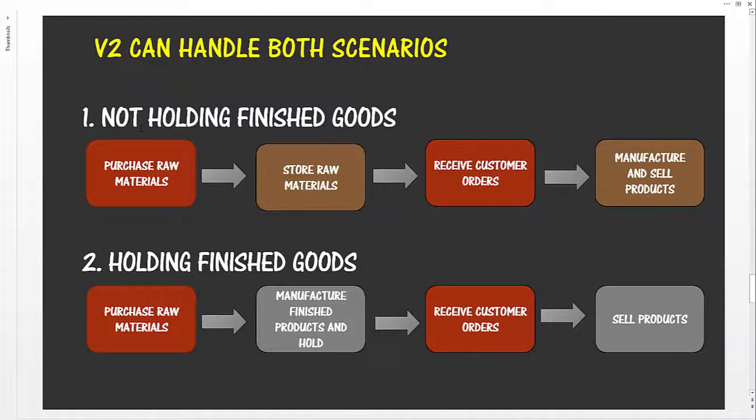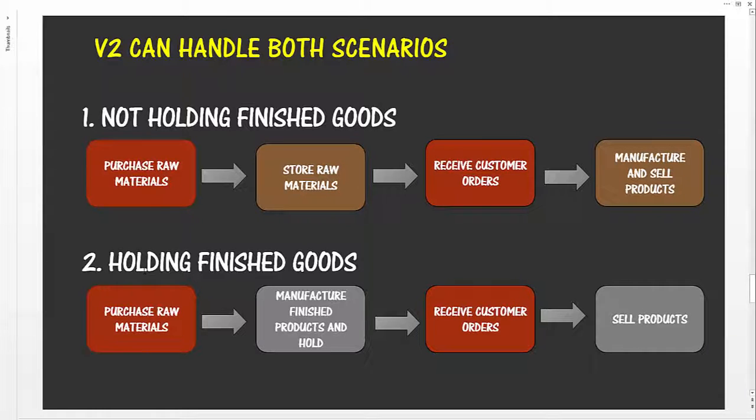Scenario 1 is nothing but where you are not holding finished goods. So you purchase raw materials, you keep the raw materials. Only when you receive customer orders, you immediately manufacture or assemble and sell products. The example would be in the juice business example that I used in the sample data. I don't create my shakes or juice mixes. I only keep the raw material, which is raw fruits, and then I don't do anything with it until I receive customer orders, and then I immediately put them in a blender and then sell the products directly. So in that case, I'm not actually holding finished goods or products.